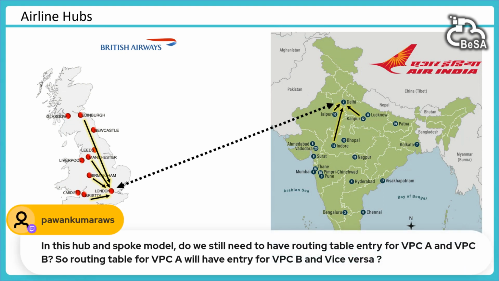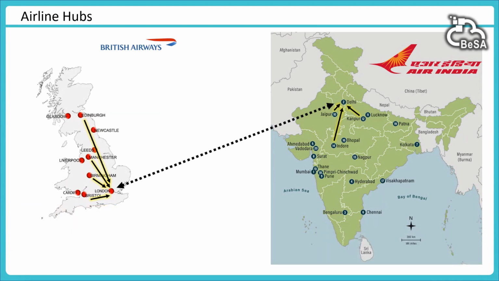Question from Pawan. In this hub and spoke model, do we still need to have a routing table entry for A and B? So the routing table for A will have an entry for VPN, not on those locations. So Pawan, what will be happening, I'll explain that to you now. That was my next point I wanted to discuss.